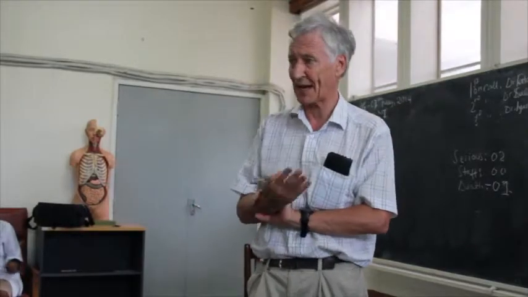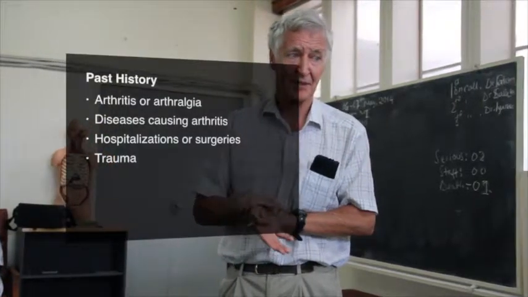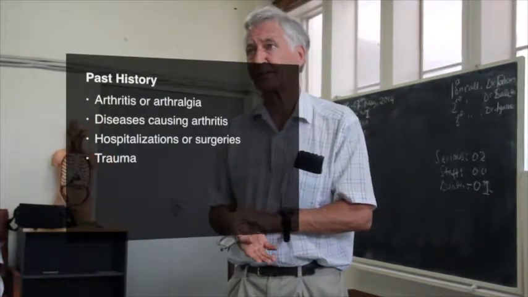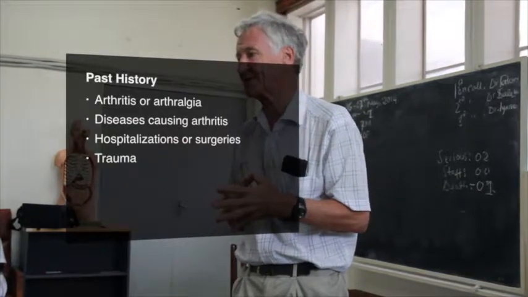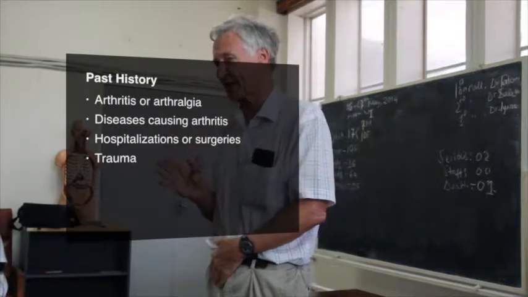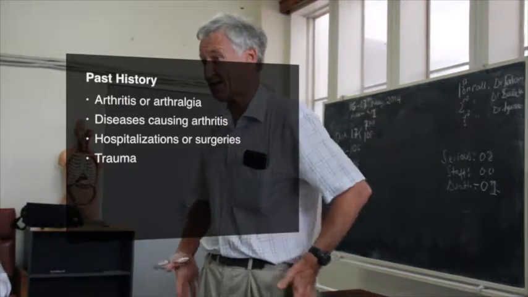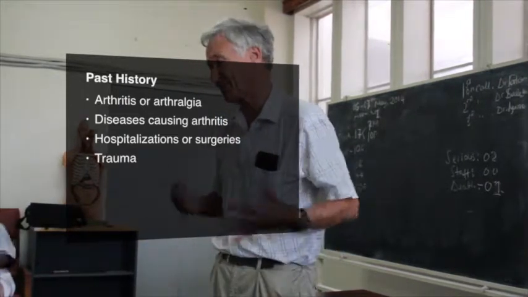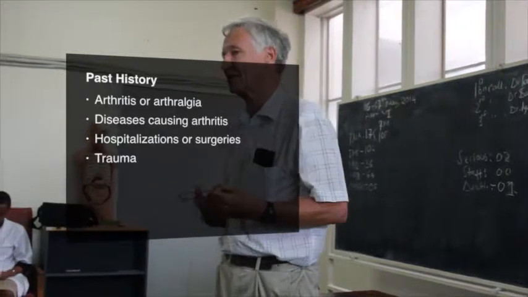Now we move on to the past history. Now, what's relevant about the past history? Well, obviously, if there's a past history of arthritis, or anything that would cause arthritis, what would cause arthritis? Well, a road traffic accident, notoriously, where you actually have trauma to your joints or to your hip or your neck, and then sometime later you present with pain in the joint.